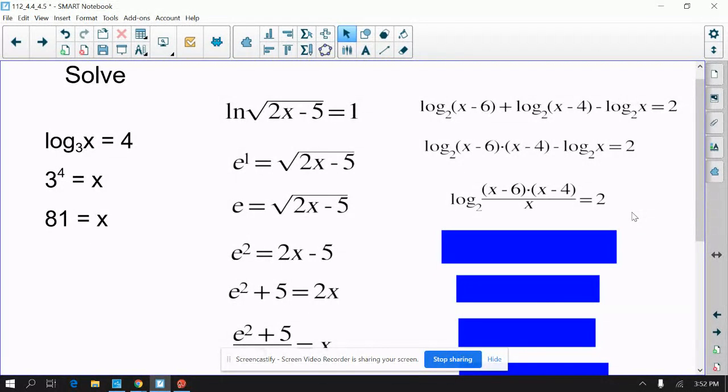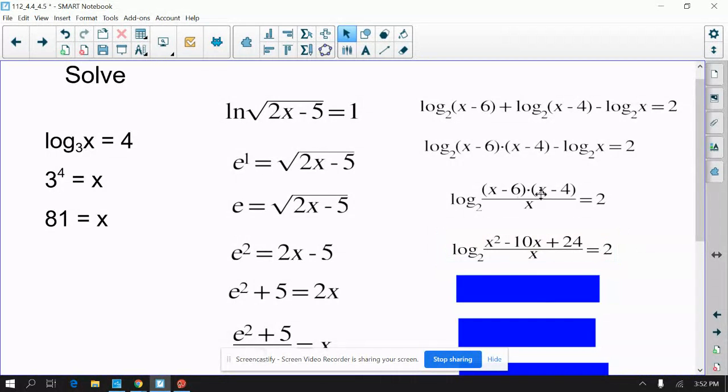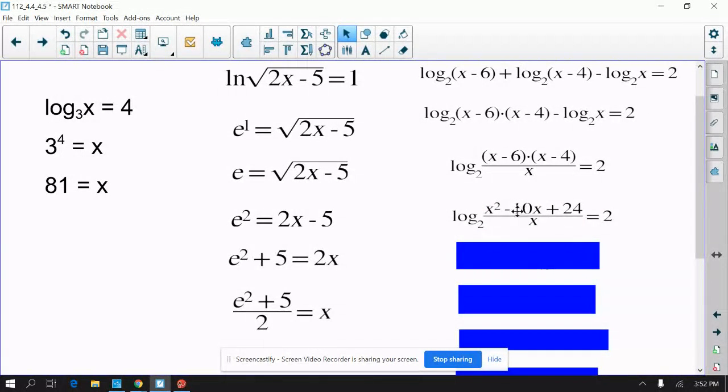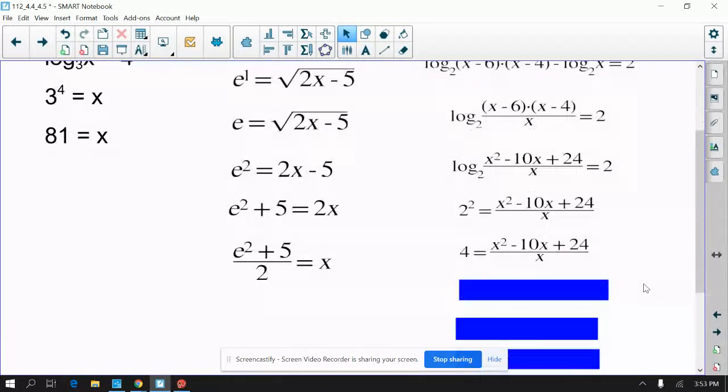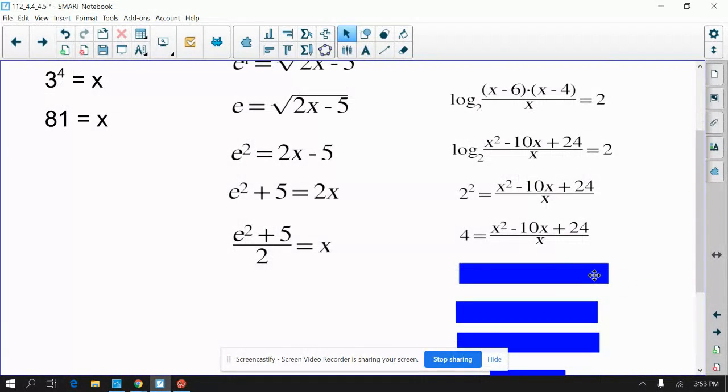And now what? Now, logs are exponents. So this big, nasty logarithm equals 2, and that means 2 is the exponent on this base that will result in this. First of all, I think I cleaned this up a little bit. I multiplied this out, and now I converted. So the base 2 raised to this exponent will equal this. So 2 squared is 4. And then solving, so I would multiply both sides by x.